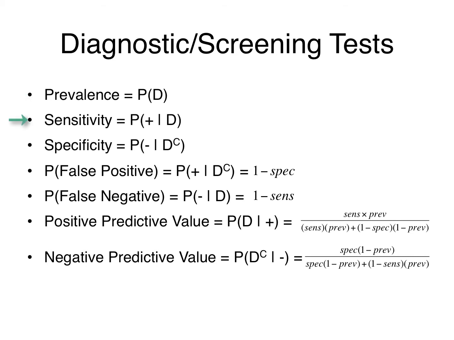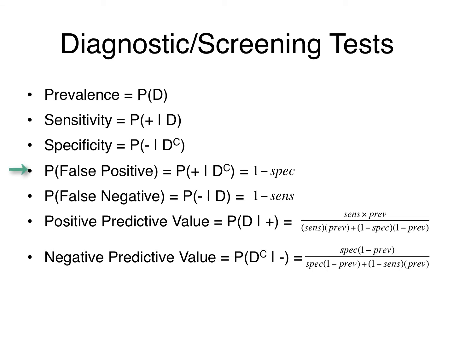The sensitivity of a test is the probability that a person tests positive given that they actually do have the disease. So for example, the probability that a person tests positive for HIV given that they actually have HIV. The specificity of a test is the probability that a person tests negative given that they don't have the disease. So for example, the probability that a person tests negative for HIV given that they don't have HIV.